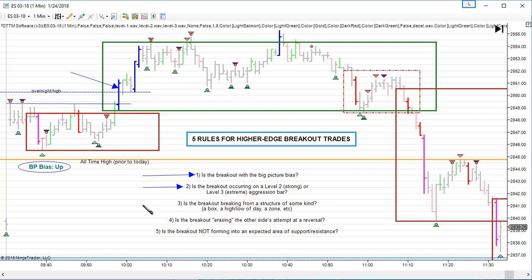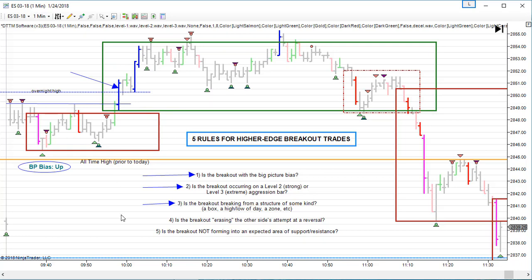Is this breaking from a structure of some kind? Yes, it is. It's breaking to a degree from this selling box from earlier. It's also breaking out of the earlier high of the day right here and the overnight high. So it is breaking from something. In other words, it's not part of a move that's already occurring, like say this bar would be, or like say this bar would be. Okay, it's breaking from something. It's breaking from the overnight high and the earlier high of the day and this red box, really.